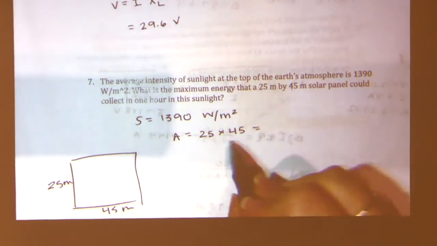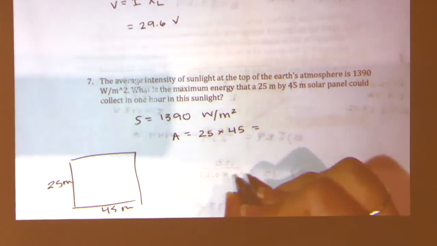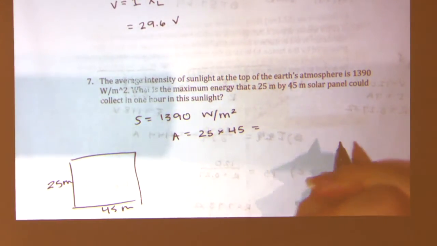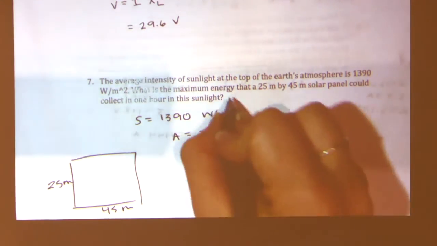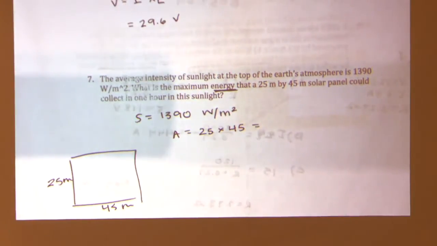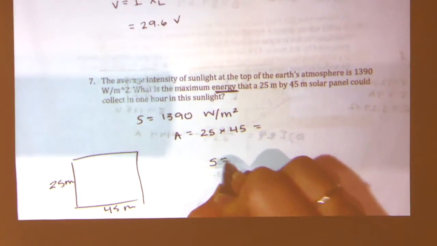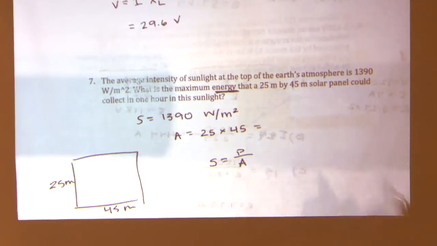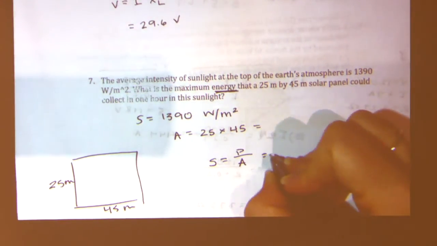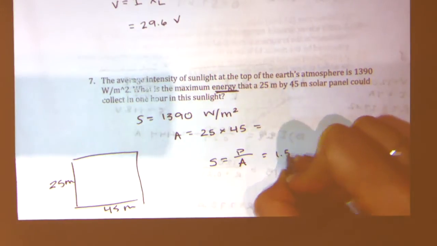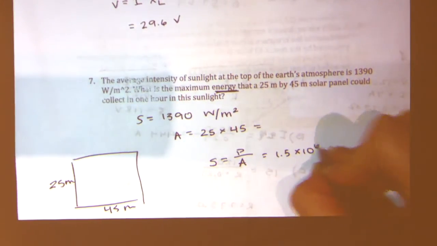I don't know what that comes out to, but we want to know the maximum energy. So remember that I said earlier, power and energy are very closely related. So we know we have S and we have A. So we know S is equal to P over A. We could solve for power doing that. When I solved for power, I got 1.5 times 10 to the 6 watts.